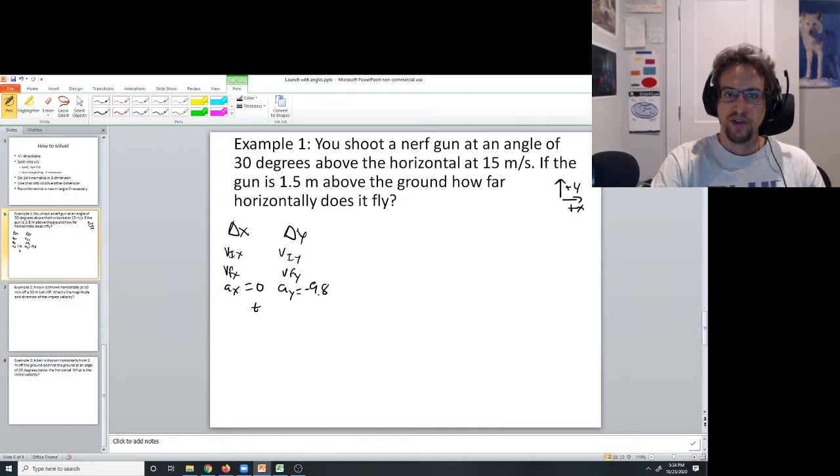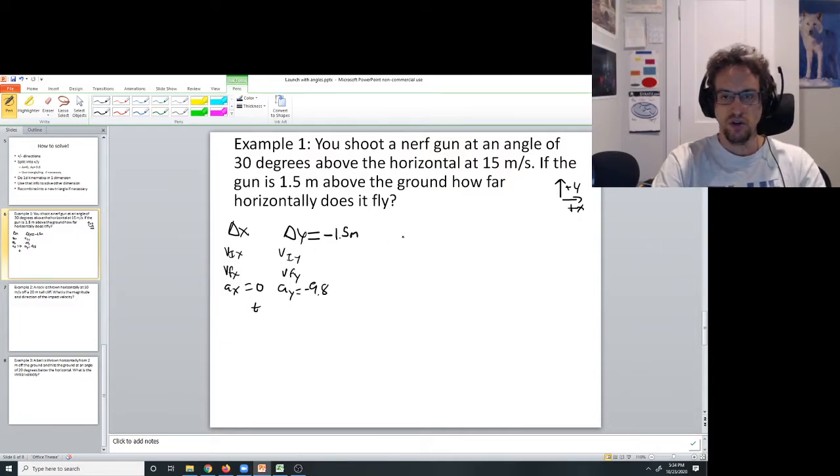The only other piece of information we have that's not a triangle is this 1.5 meters above the ground. So if it starts 1.5 meters above the ground, that's where the gun is, then that means when it hits the ground, it's going to be negative 1.5 meters. It's going to have fallen 1.5 meters.